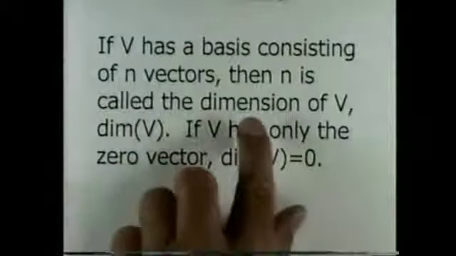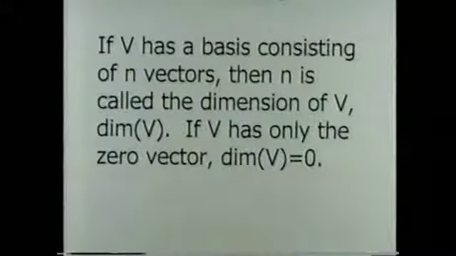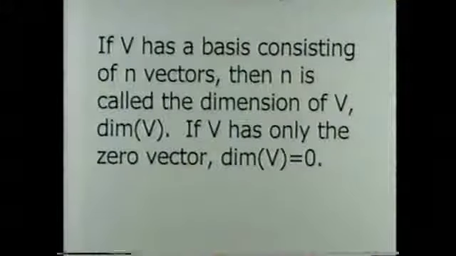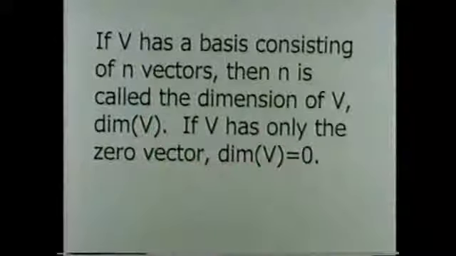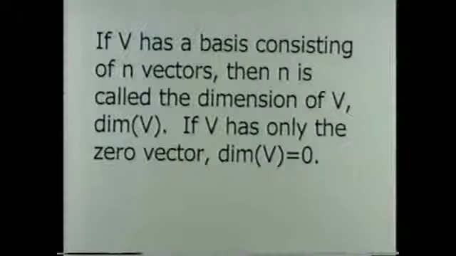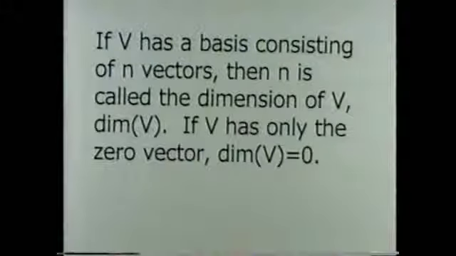So if V has a basis consisting of n vectors, then n is called the dimension of V. If V has only the zero vector, the dimension of V is defined to be zero. So this is the definition here. If it has a basis consisting of n vectors, then the number of vectors is the dimension. But if it has only the zero vector, then the dimension is defined to be zero.